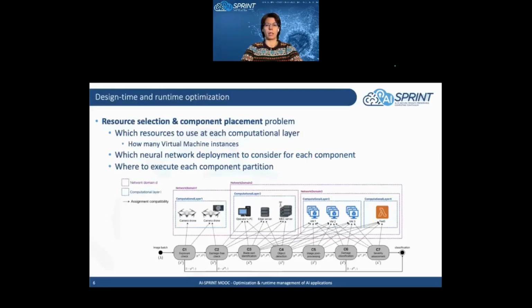Then, we have to decide which neural network deployment to consider for each component, reminding that these components can usually be partitioned at different execution layers to offload part of the processing to different devices. And finally, we need to determine where to execute each component partition. These decisions will depend on the predicted response times, since we want on one hand to minimize the execution costs, and on the other hand to avoid violating response time constraints imposed by the users.